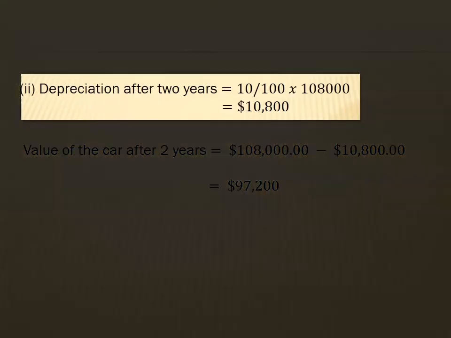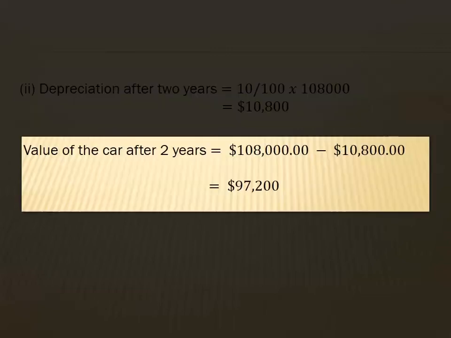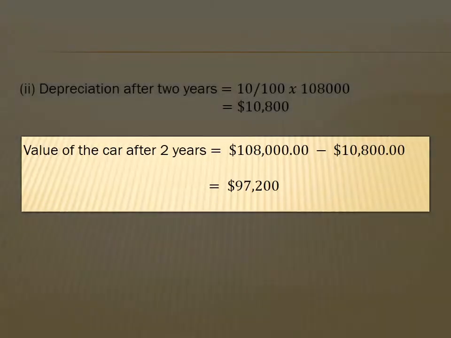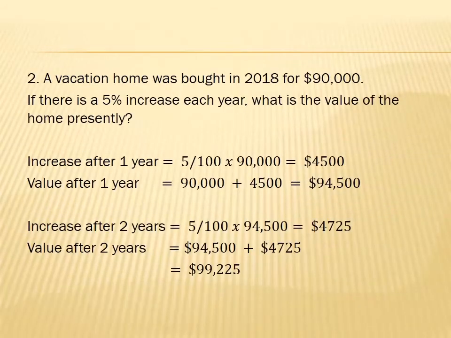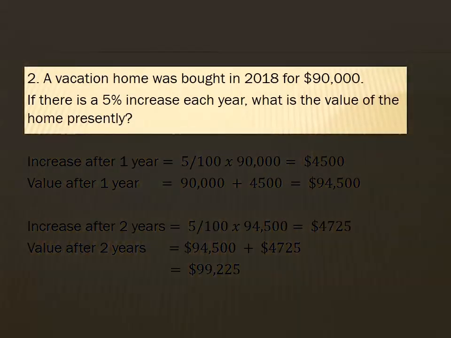Part 2. So the depreciation after 2 years would be 10% of $108,000, which is the value of the car after 1 year, which is equal to $10,800. Therefore, the value of the car after 2 years would be $108,000 minus $10,800, which is equal to $97,200. In the second example, a vacation home was bought in 2018 for $90,000.